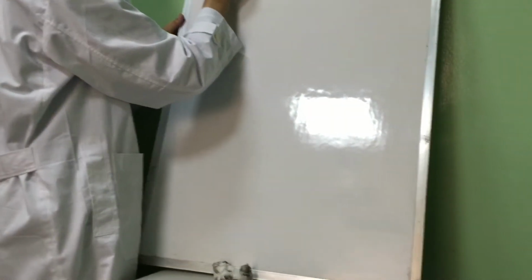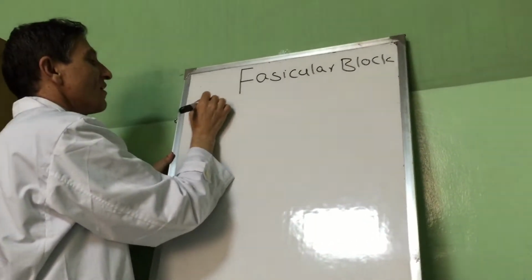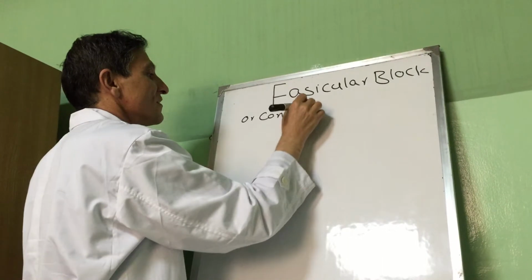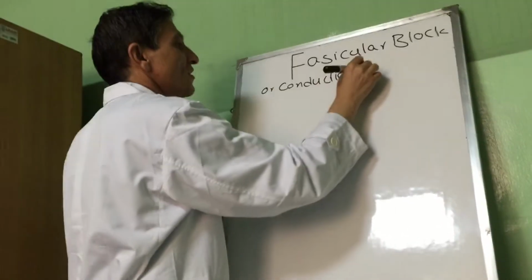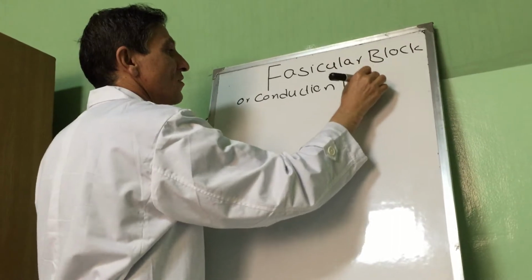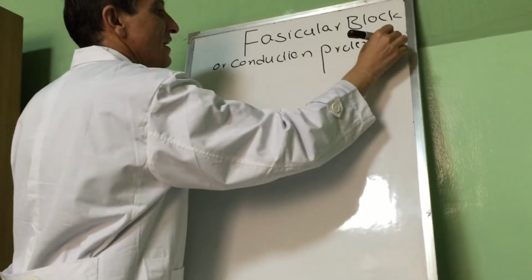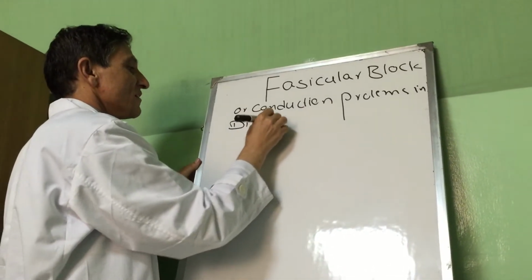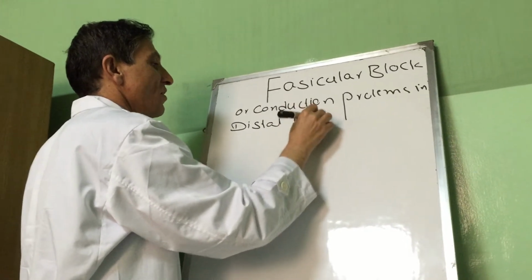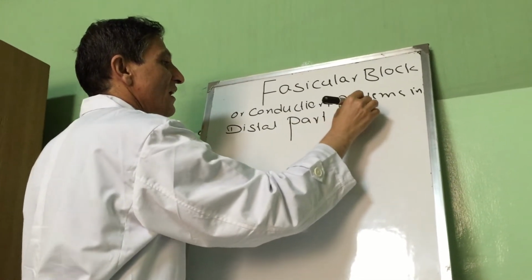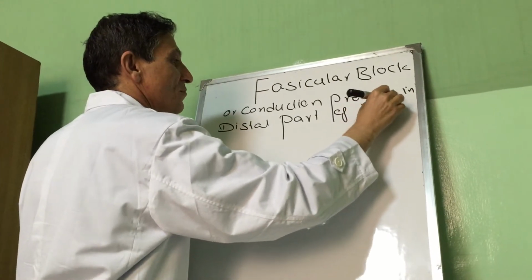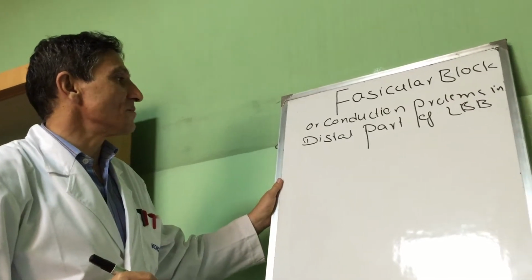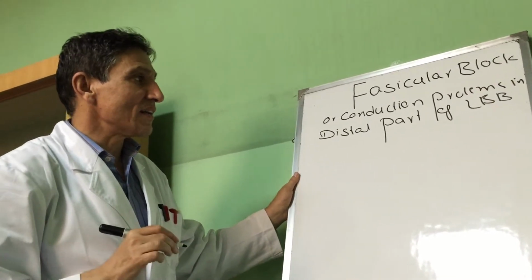Fascicular blocks are conduction problems in the distal part of the left bundle branch. Fascicular block, or conduction problems in the distal part of the left bundle branch.